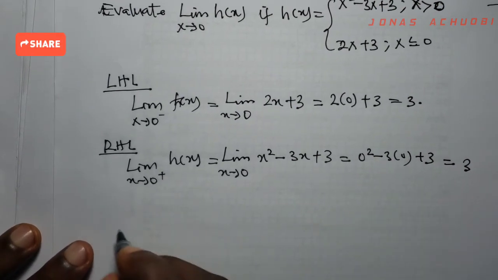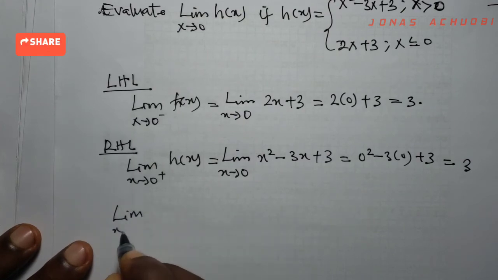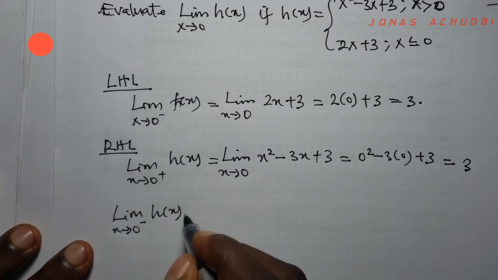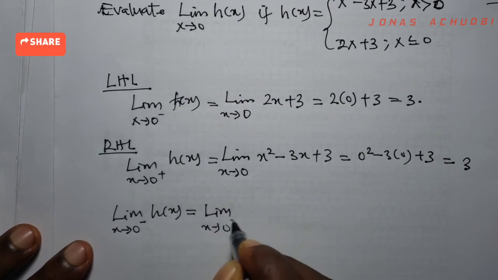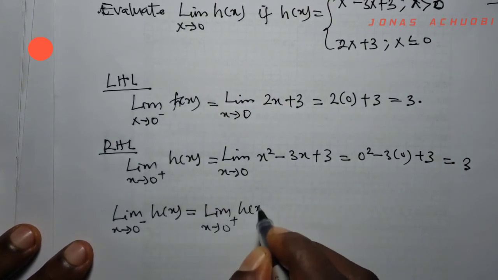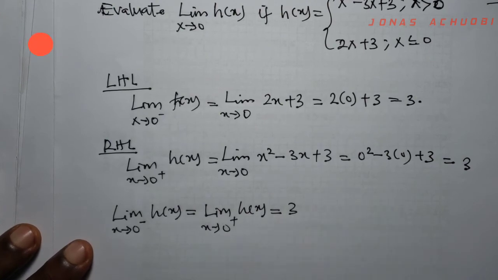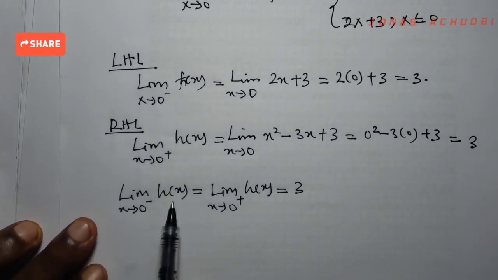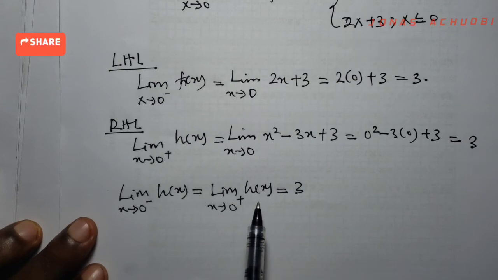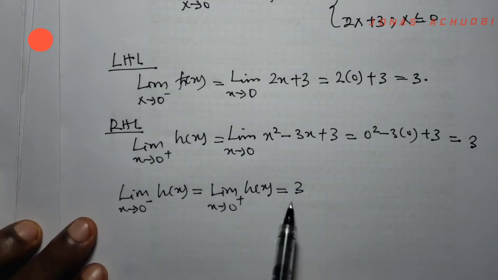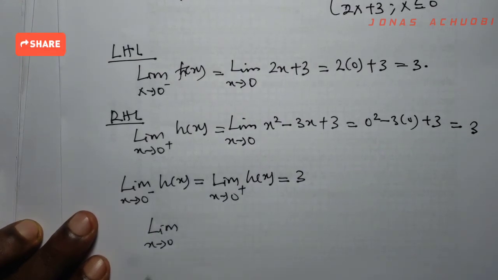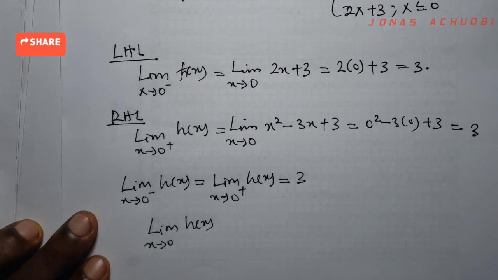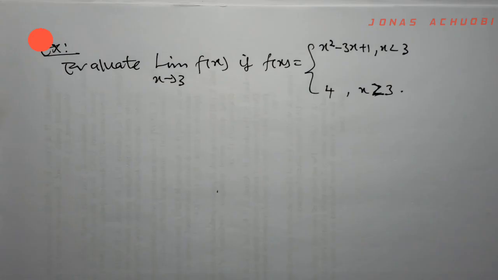So we observe here that the left hand limit, x tends to 0 from the left of the function h of x, is equal to the right hand limit, x tends to 0 plus of h of x, and the value is 3. So since the left hand limit and the right hand limit of the function h of x exist and are the same, we conclude that the limit of the function h of x as x tends to 0 is equal to 3.